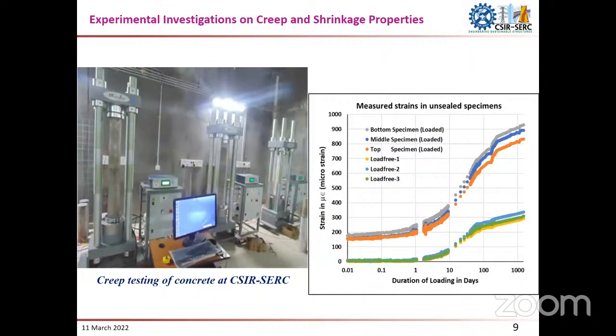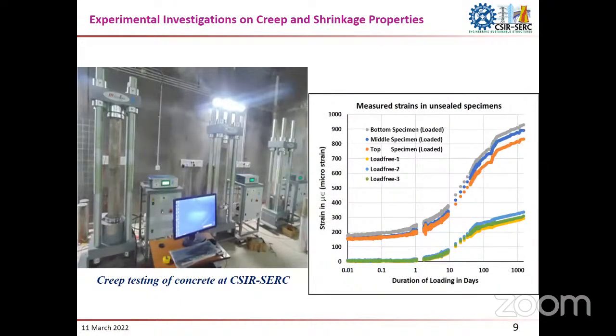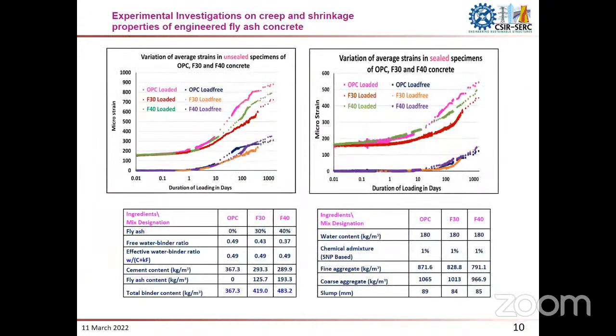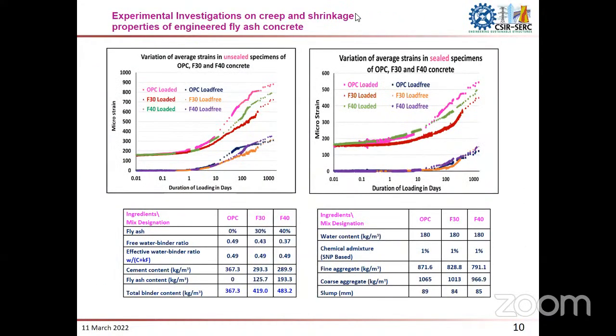This figure shows the strain development in individual specimens. For each set, we tested three specimens under loaded, load-free, sealed and unsealed conditions, so that we can get all components of creep and shrinkage. Here we show about 4 years of data for OPC concrete, F30 concrete and F40 concrete.